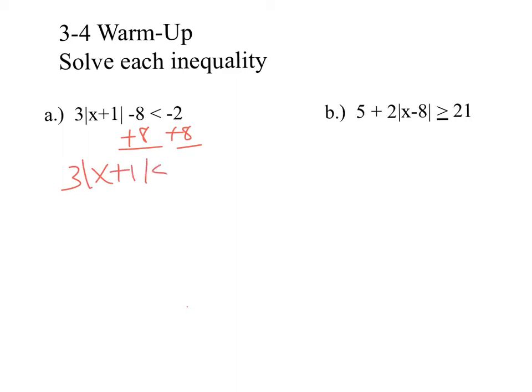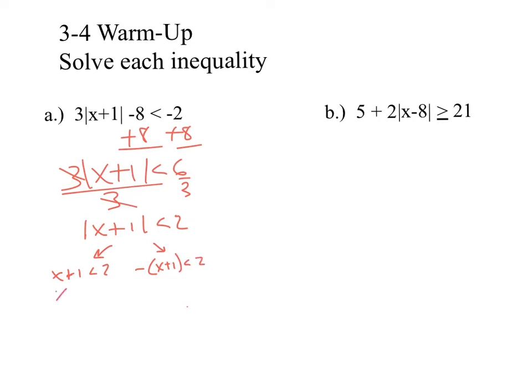So the first thing I like to do is to isolate the absolute value in the inequalities, so I wind up getting x plus 1 is less than 2. Remember, we have two scenarios. So I have x plus 1 is less than 2, and negative x plus 1 is less than 2. Well, this one's easy to solve, so that's just x is less than 1.